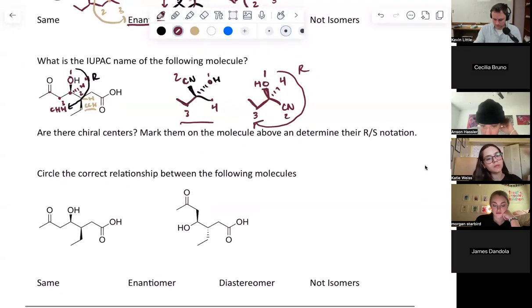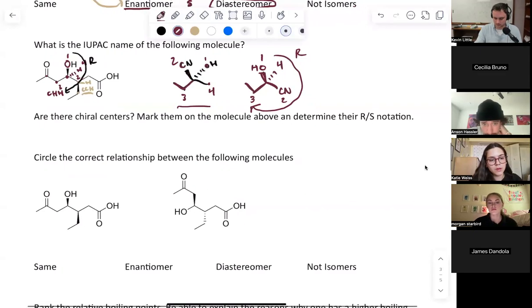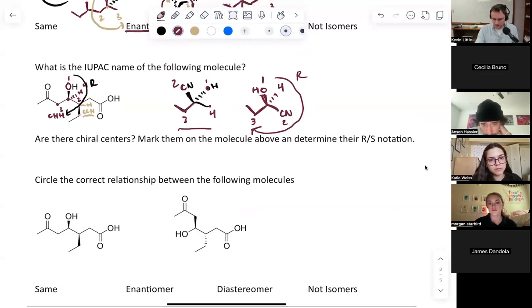Yeah, I just had a brain fart, I guess. Yeah, thanks for calling me out on that. That was wrong. This should be R. And my imaginary molecule I just made up.